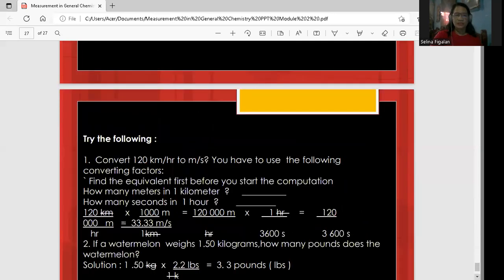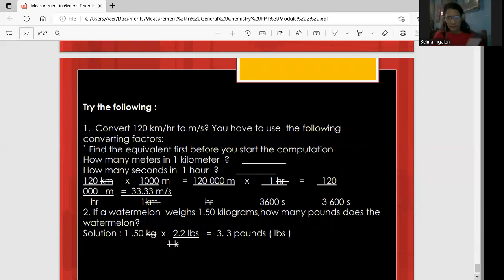So let us look at this. Convert 120 kilometers per hour to m/s. I will explain it on the whiteboard. You need to convert 120 kilometers per hour into meters per second. The given is 120 kilometers per hour, and it has to become meters per second. So you have to change this into meters.